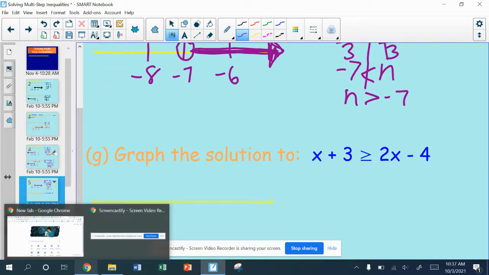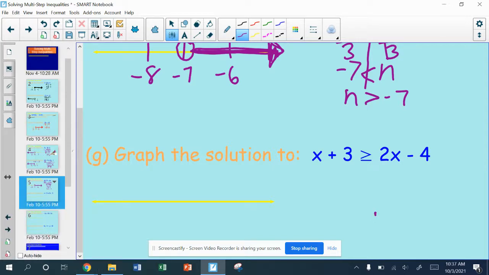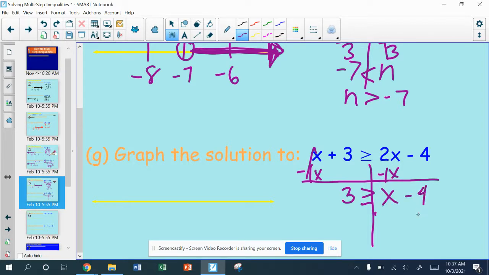In this problem, I am going to get rid of this 1x. So I have 3 is greater than or equal to 2x minus 1x is just 1x, or just x. And then I'll add 4 to both sides, which gives me 7 is greater than or equal to x. So if I put my x first, I'll have that x is less than or equal to 7.